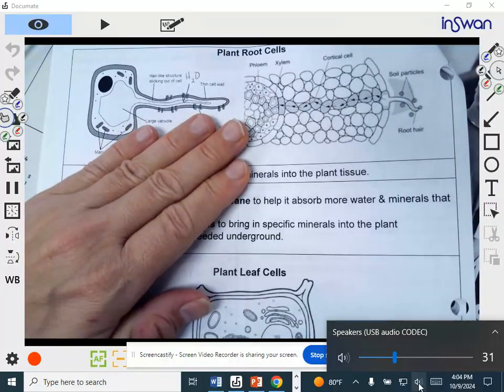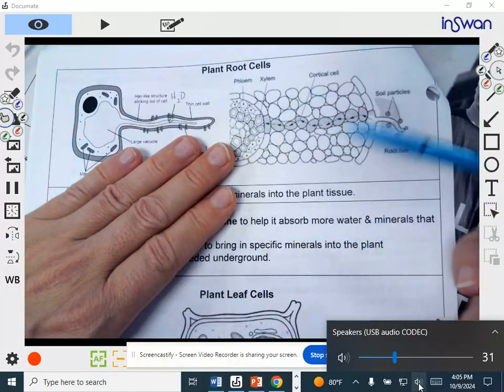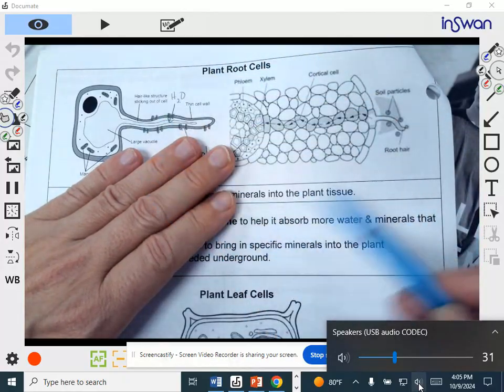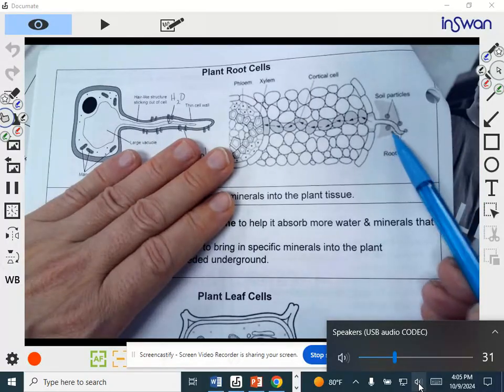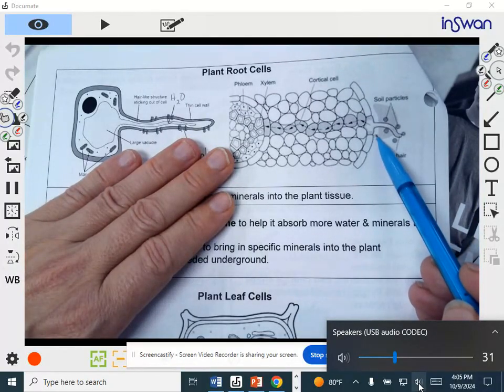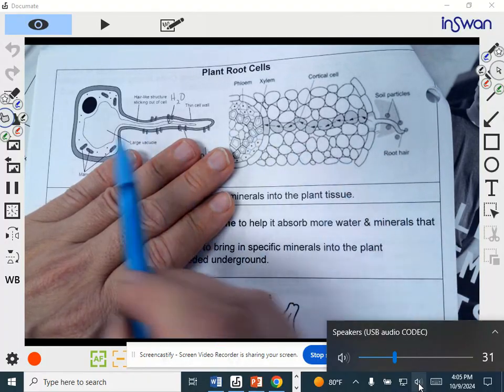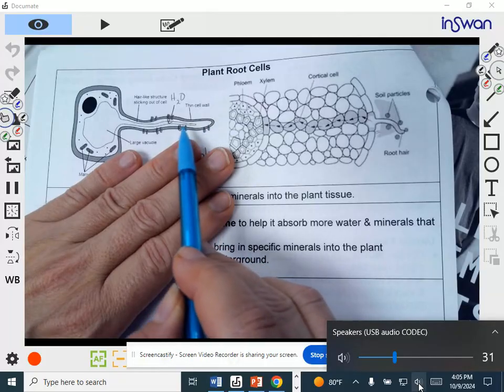All right, so let's take a look at our plant specialized cells. If you were to cut a root, so I just have one little part of the root here, you can see the root is made of all kinds of different types of cells. Let's take a look at the specialized cell right here. So this is a root cell that has an extension. So this cell membrane and cell wall extends way out.